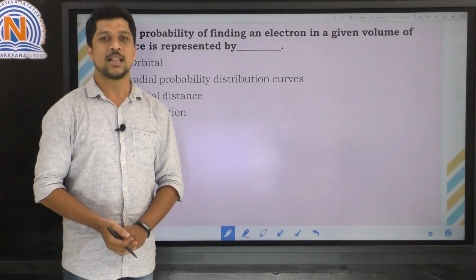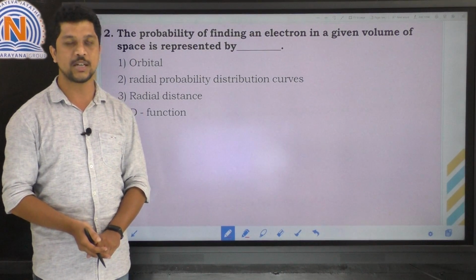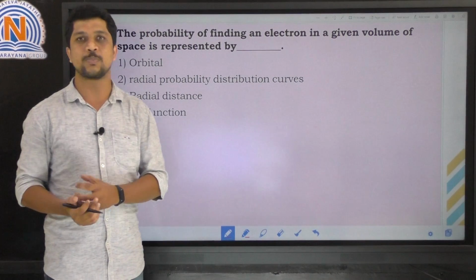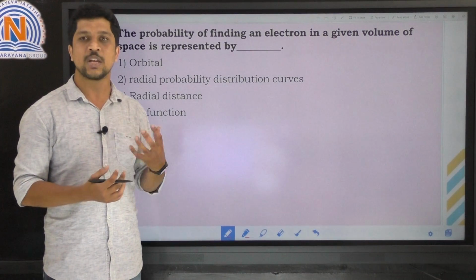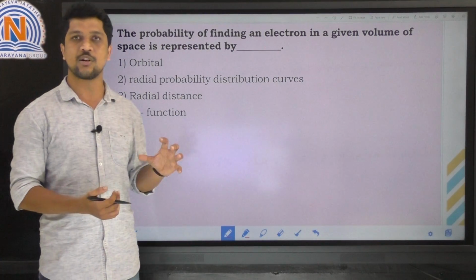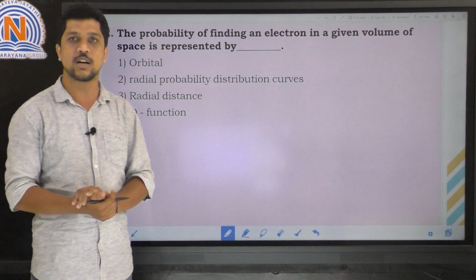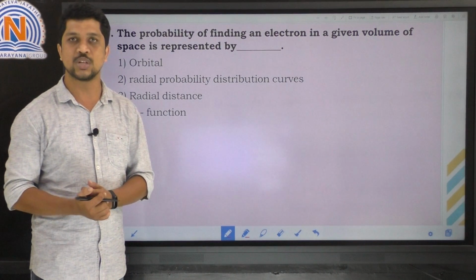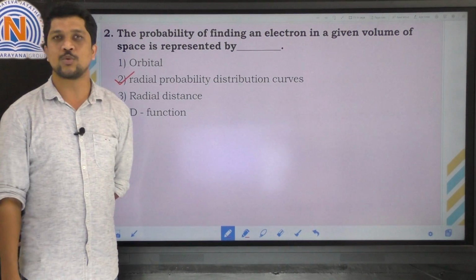Here the second question. The probability of finding an electron in a given volume space is represented by, right? Just now we discussed the probability of more number of electrons present in a space is called orbital, right? So this space is represented by some curves or plots. Those plots or curves are called radial probability distribution curves. So the correct option is the second option. Clear? Let's move on to the next question.